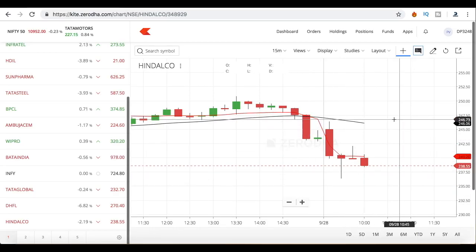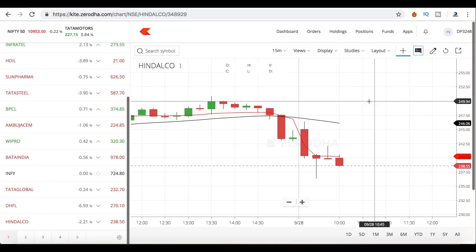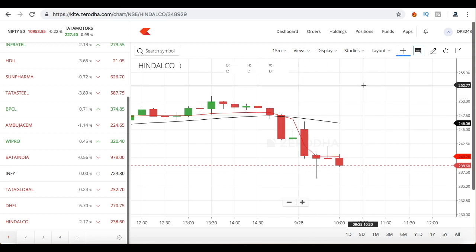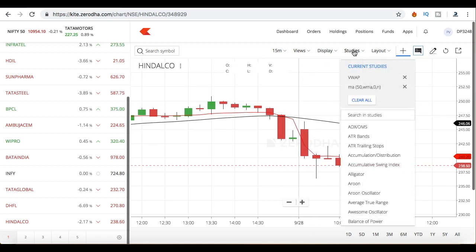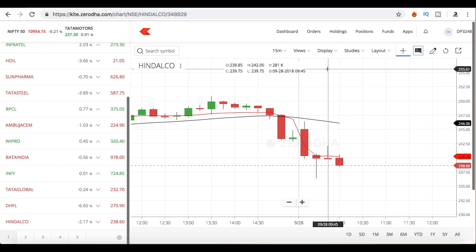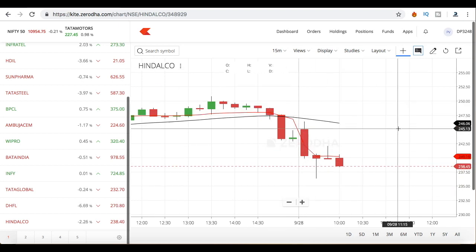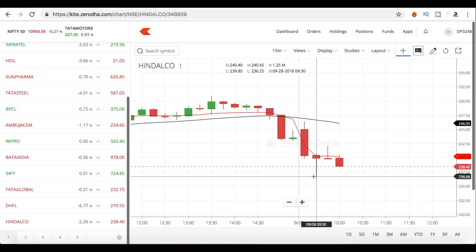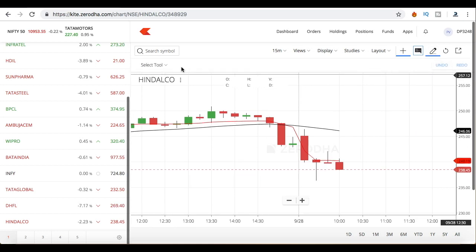In this video I'll be demonstrating the strategy live. That's the new strategy I made on my channel using VWAP and moving average. As you can see, Indelco has formed a short pattern here. So when the stock goes below this candle low, I'll be selling it. That is 236.25 is the low. Once it goes below this, we will be shorting Indelco.